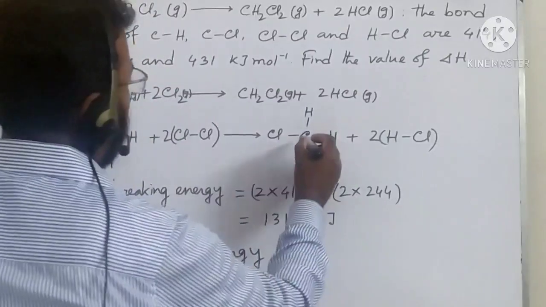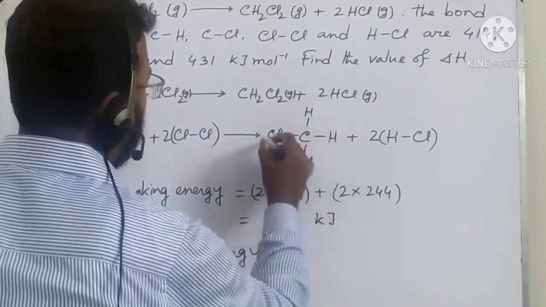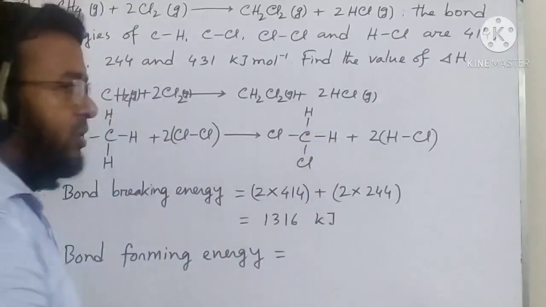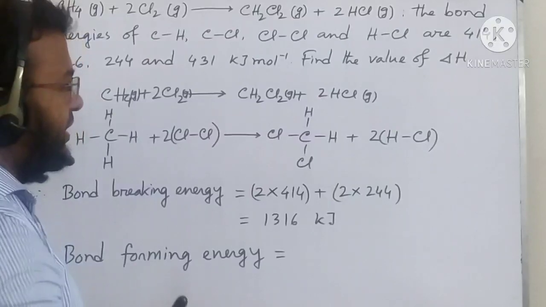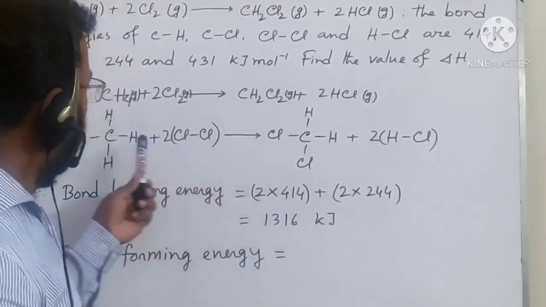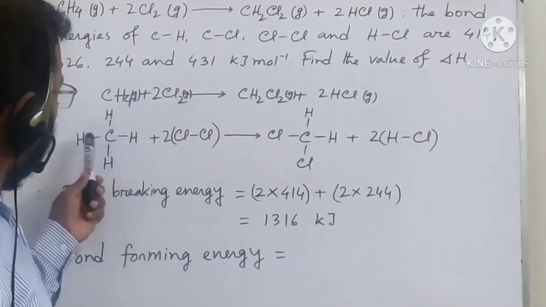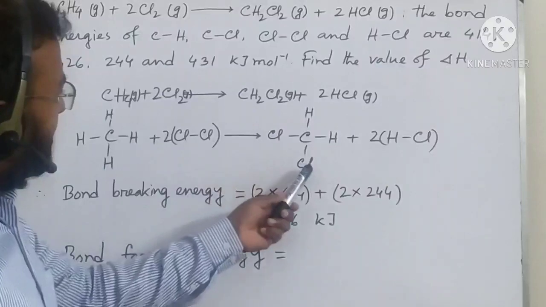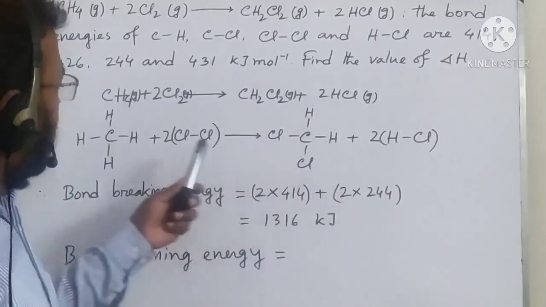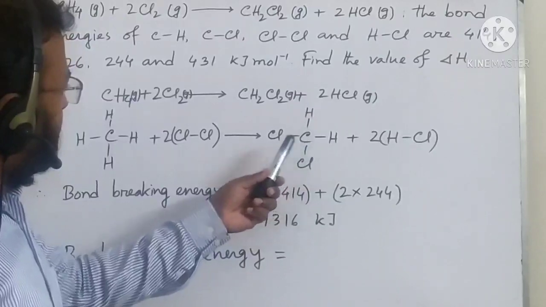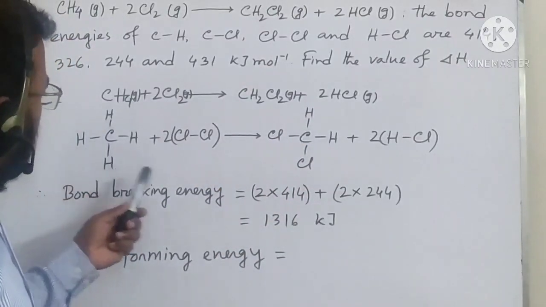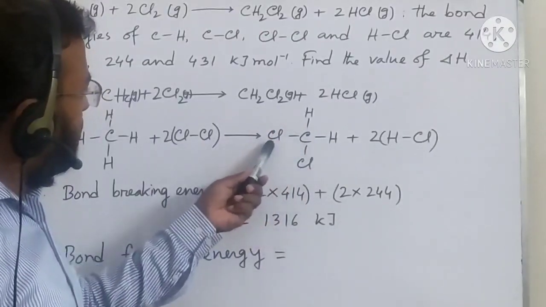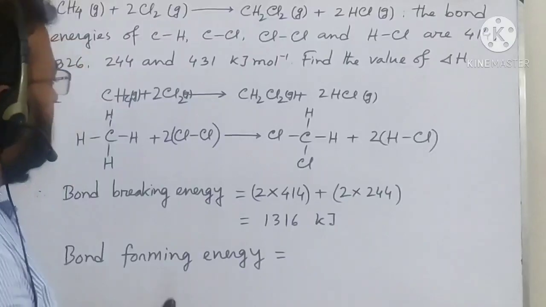Here two carbon-chlorine bonds are formed, and two bonds are broken. The other bonds remain as they are. Everybody see that there are four carbon-hydrogen bonds, and among these four bonds only two are broken, so the bond breaking energy is multiplied by 2. Bond forming also has two bonds formed, carbon-chlorine and carbon-chlorine, so it will also be multiplied by 2.